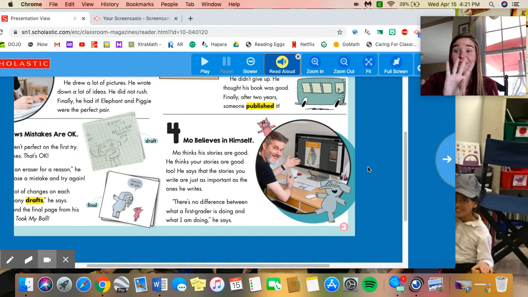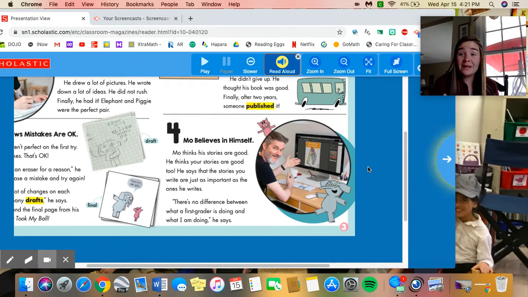Now, the fourth thing, which I think is the most important thing, is that he believes in himself. He knows that he can sit down and write good books. He wrote this book. He wrote all of these books. He wrote 60 books. He knows that he can write a good book. And he doesn't give up on himself. He believes in himself, and he knows that he can do good work.